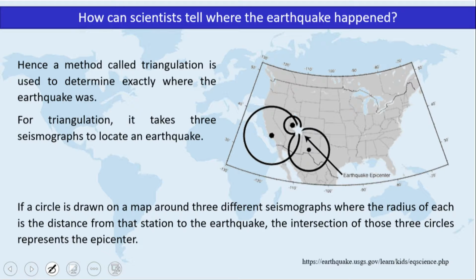So from the wiggle amplitude, you can find the magnitude, and by drawing these 3 circles around the 3 stations, you can determine where all the 3 circles intersect. That is the point where the earthquake has occurred. So this method, what is called the triangulation method, is used to determine where the earthquake has occurred.